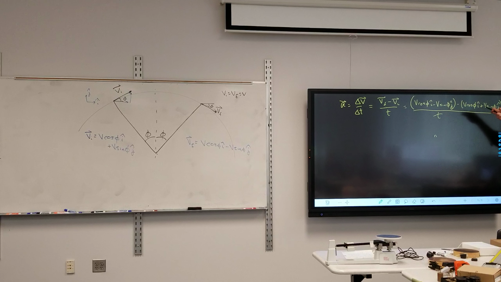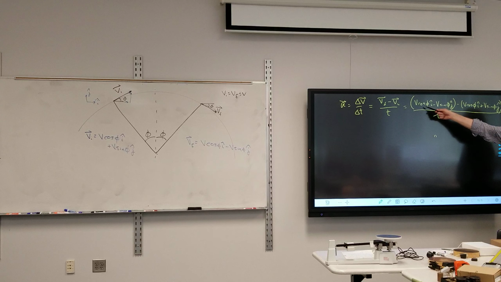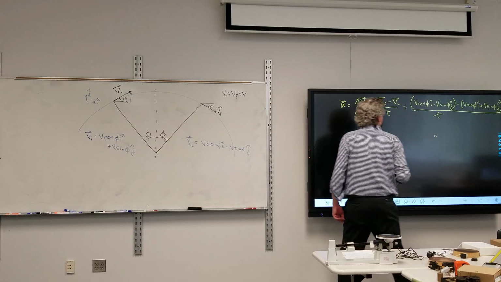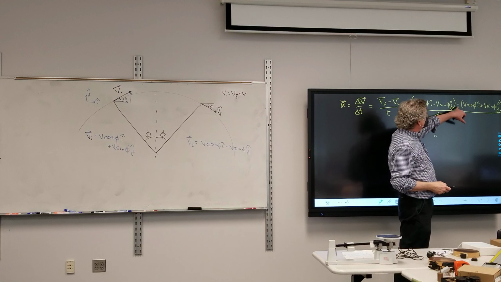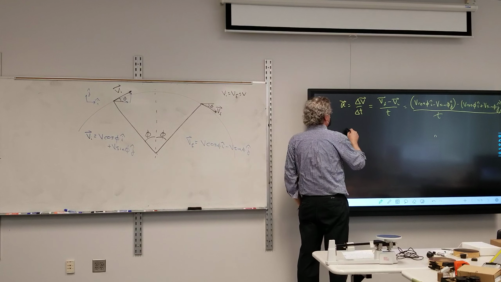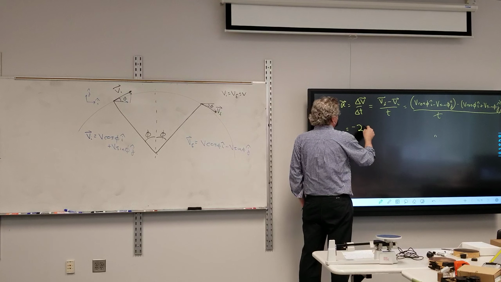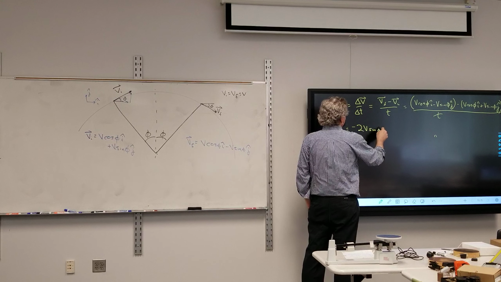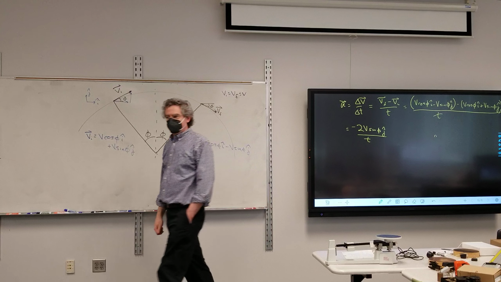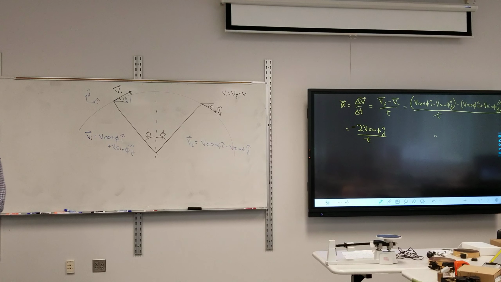So if we simplify this numerator, what goes away? V cosine phi i hat minus V cosine phi i hat, those are going to go away. I'm left with negative V sine phi j hat minus V sine phi j hat. So what I'm left with is minus 2 V sine phi j hat divided by time. Not a particularly useful equation at the moment, but we're getting there.